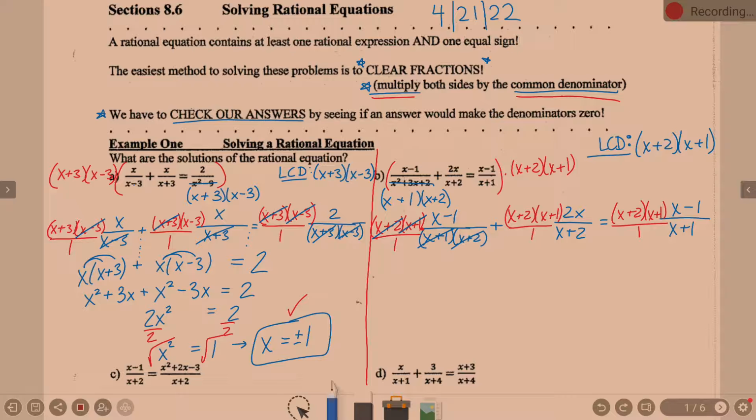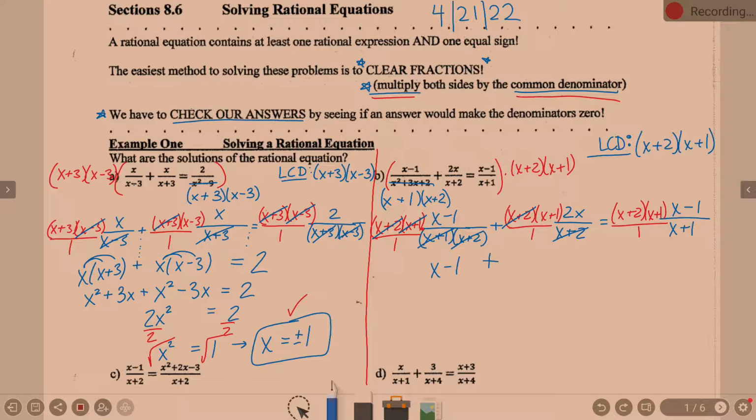X plus 2 with x plus 2, x plus 1 with x plus 1. What remains that I'm going to carry down to my next line of work? My numerator of x minus 1. Carry down my plus sign. Next time, what cancels? X plus 2 cancels with x plus 2.